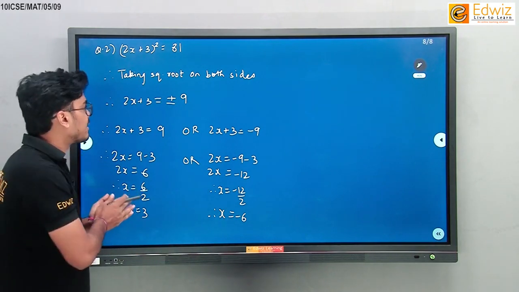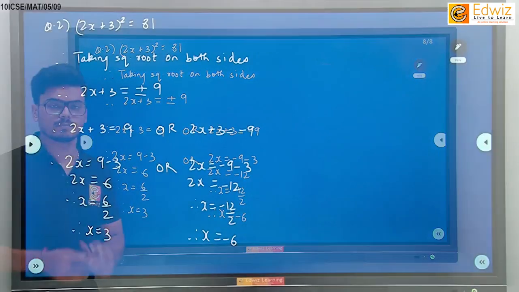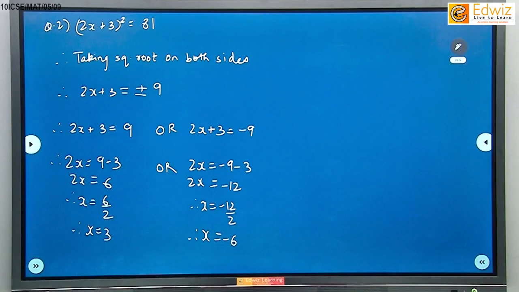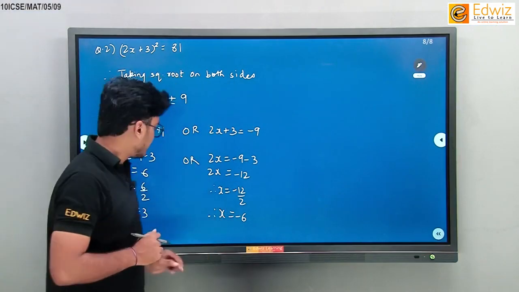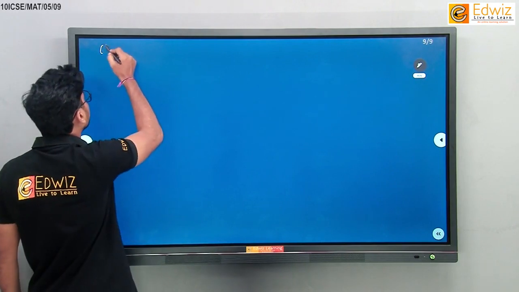Get it? Now I'll give you 10 seconds to note this down. Then we'll move on to the next question. Okay, hoping that you are done with this question. Let us go to the next page. Question number 3.